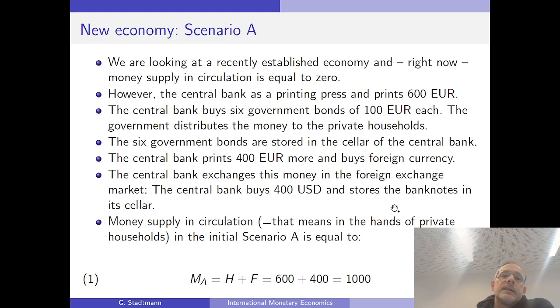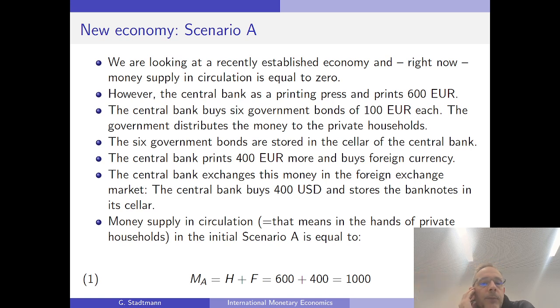Please have a look. We are assuming a recently established economy, and right now there is no money supply in circulation. But the central bank has a printing press and can print money. In a first step, the central bank prints 600 euros and buys 6 government bonds of 100 euros each. The government distributes the money to the private households. The 6 government bonds are then stored in the cellar of the central bank.